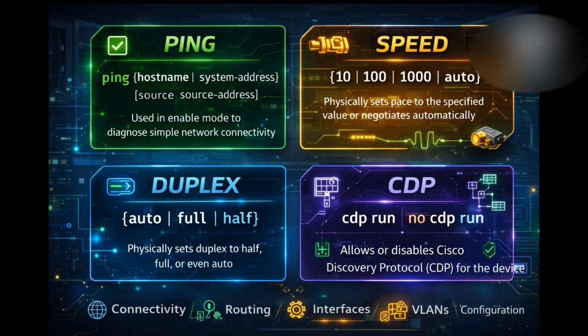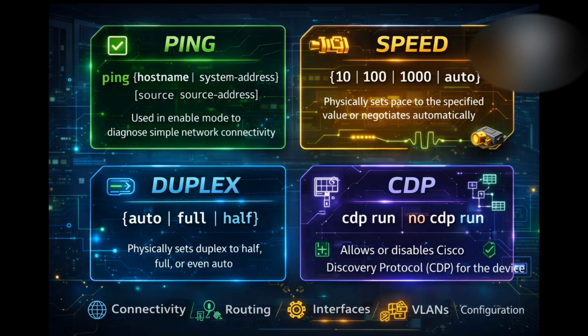Next, speed command. This command is used inside interface configuration mode. It manually sets the interface speed to 10, 100, or 1000 megabits per second, or allows automatic negotiation. Speed mismatch between two devices often causes packet drops and unstable connections.